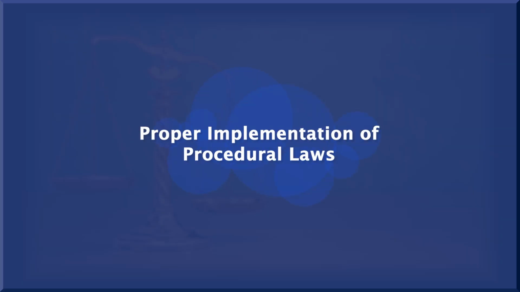Procedural laws must embody certain essential characteristics to ensure justice is served effectively and efficiently. Key among them are proper implementation of procedural laws. The proper implementation of procedural laws in India is a complex issue involving several factors such as the effectiveness of the legal framework, the efficiency of the judicial system, and the accessibility of justice for the general public.